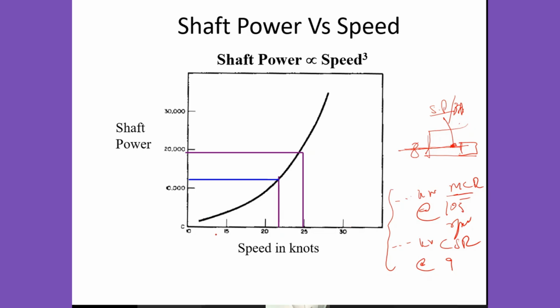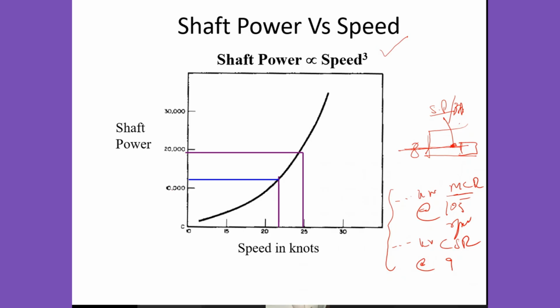If you increase the speed, it is not linear. That means if, suppose, I was operating at 10 knots and I make the speed double, 10 to 20, power will not become double. Or the other way around, if I increase the power from 10,000 kilowatt to 20,000 kilowatt, I cannot expect the speed to increase double.